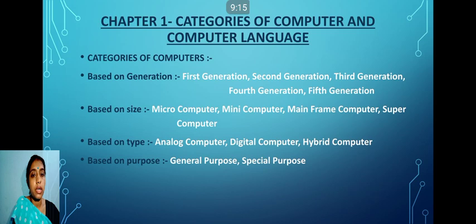Then comes the supercomputer. As the name itself suggests, it is super, means very smart and very speedy. The speed of this kind of computer is very high. The storage capacity is also very high. These computers are used in weather forecasting and scientific research also. Clear?